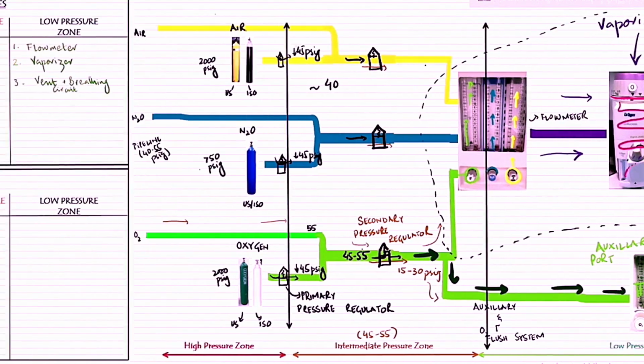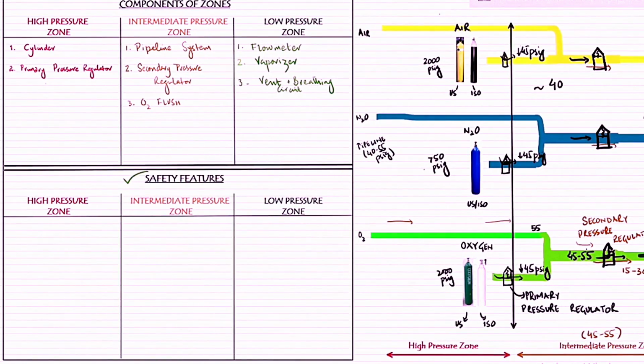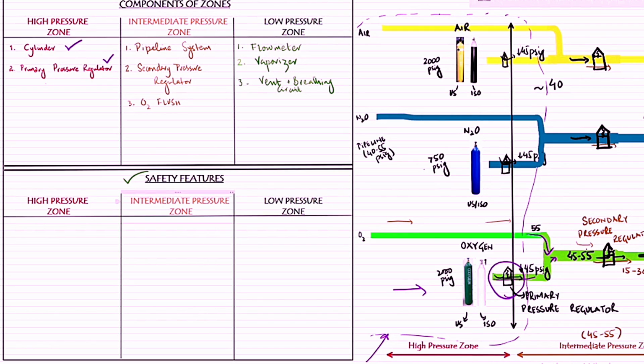Hello everyone. So in episode one, we discussed an overview of anesthesia machines, right? And today we are going to study the first zone, which is the high pressure zone containing the cylinder system and the pressure reducing valve, beyond which the system goes into the intermediate pressure zone. Let's begin.